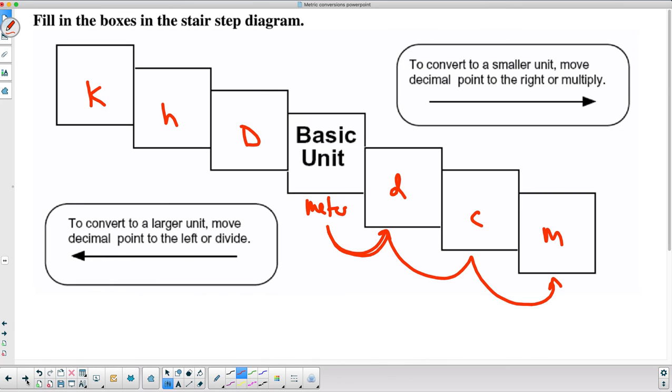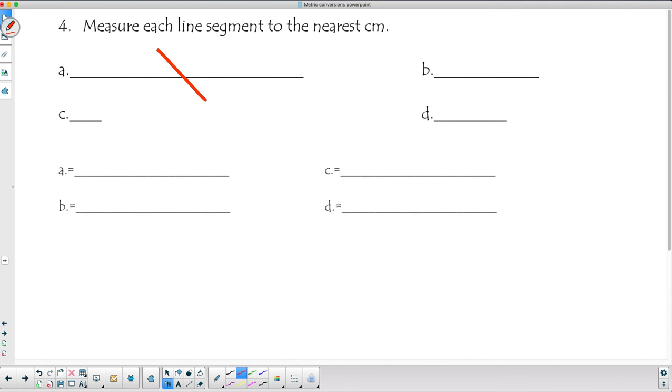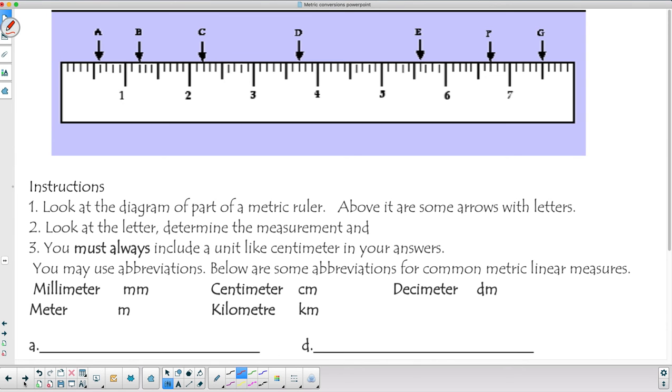I want to show you, you do not have to do this. I don't know if you have a ruler at home. You do not have to do number 4. And then the last one for the instructions, it says take a look at letter A. This is centimeters. So 1 centimeter, 2 centimeter, 3 centimeter, 4 centimeter, 5 centimeter, and so on.